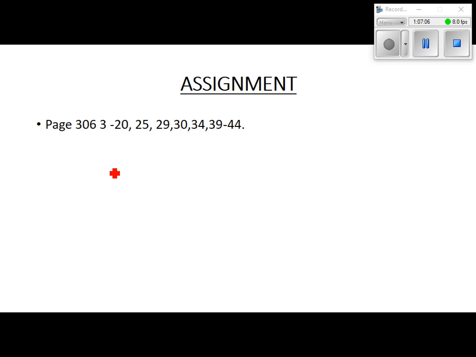That's your assignment, page 306. Somebody want to read that out loud to me? 3 through 20, 25, 29, 30, 34, 39. Slow down. 34. 39 through 44.